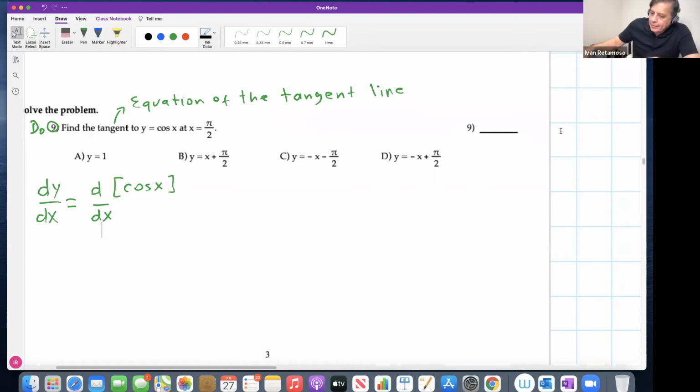And as a reminder, the derivative of sine is equal to cosine, but the derivative of cosine is equal to minus sine, right? Minus sine. Be careful there.